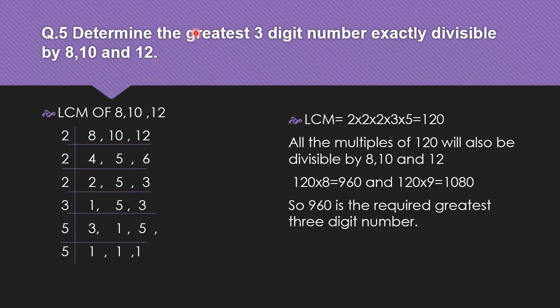But the question is to find the greatest 3-digit number. So all the multiples of 120 will also be divisible by 8, 10 and 12. By finding the higher multiples of 120, we can find that 120 multiplied by 8 is 960 and 120 multiplied by 9 is 1080. So here we need the 3-digit number. So 960 is the required 3-digit number which is exactly divisible by 8, 10 and 12.